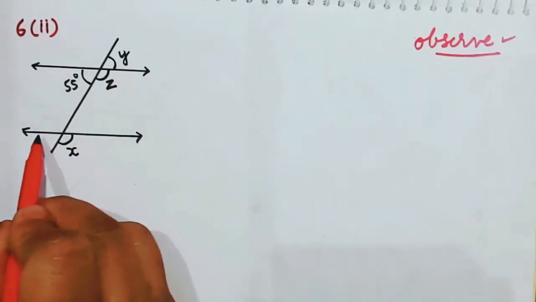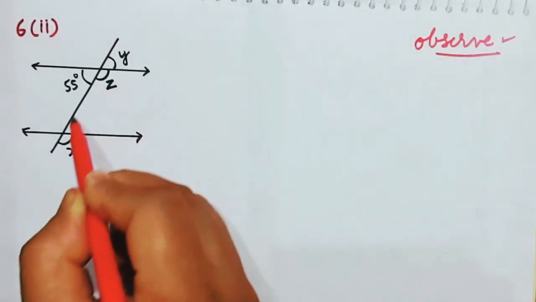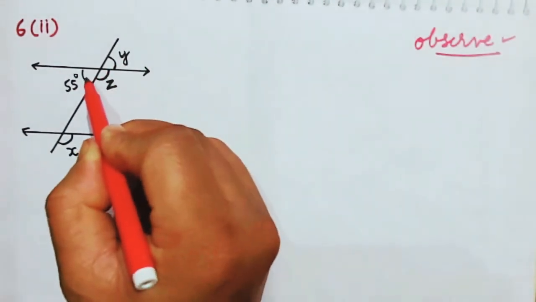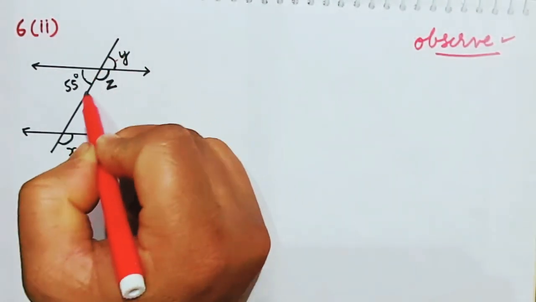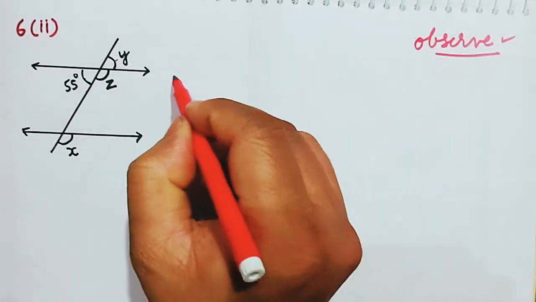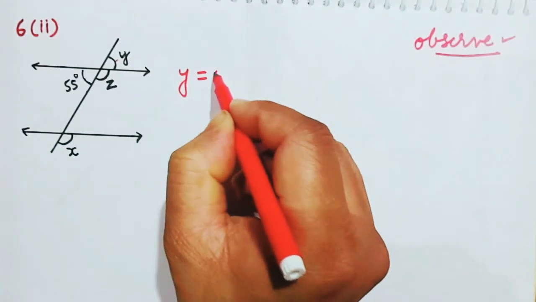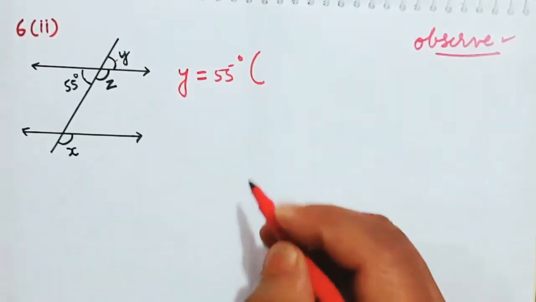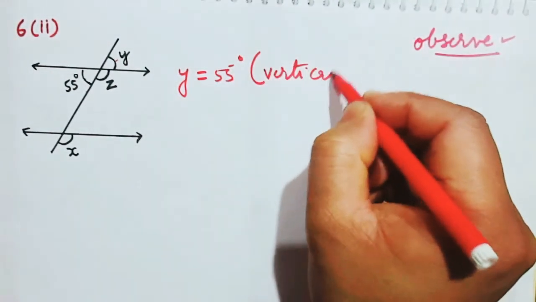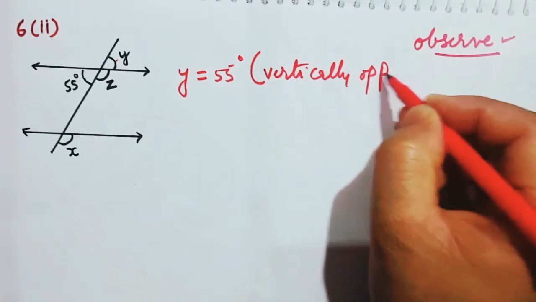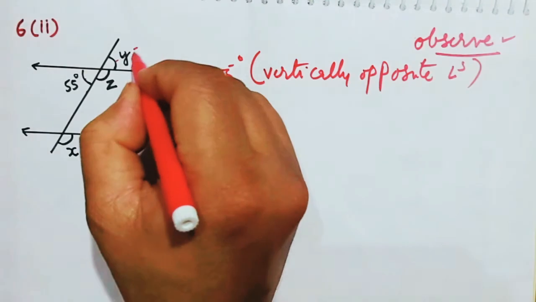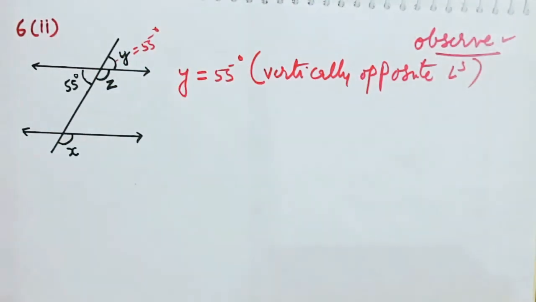When these two lines are parallel and this is the transversal, we can find that y is equal to 55 because these two are lines cutting each other, intersecting each other. Therefore, you can write directly y is equal to 55 degrees, and the reason for that is they are vertically opposite angles. So y is equal to 55 degrees. I have found it out.